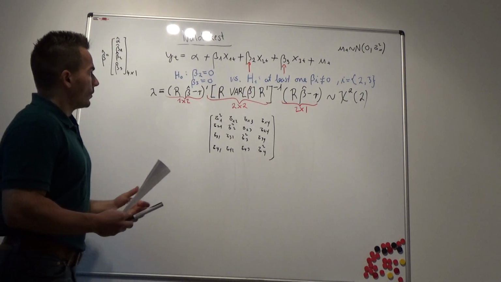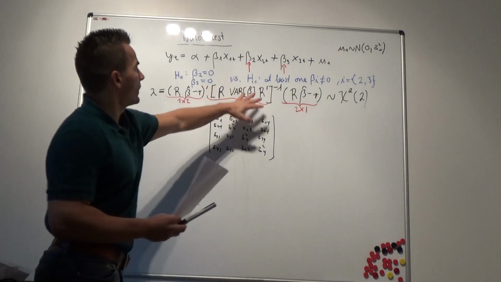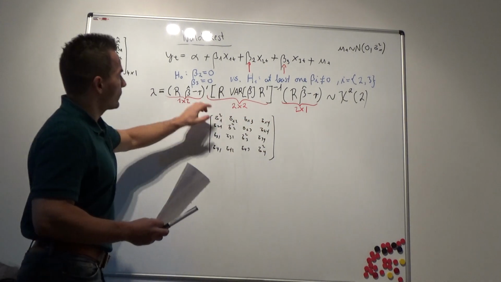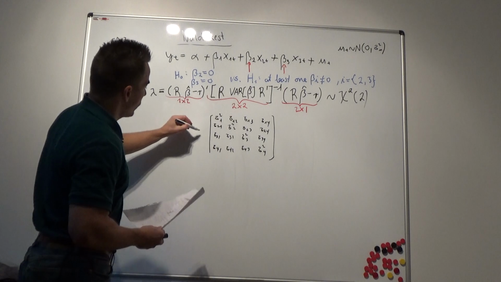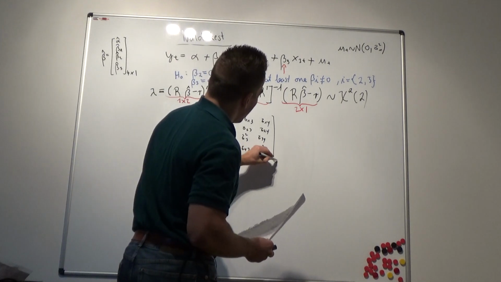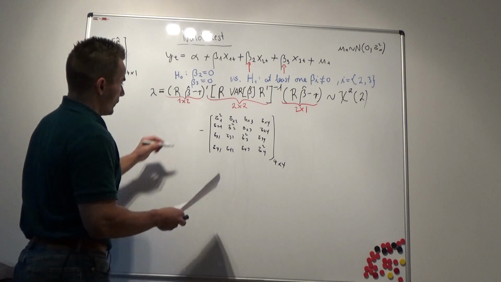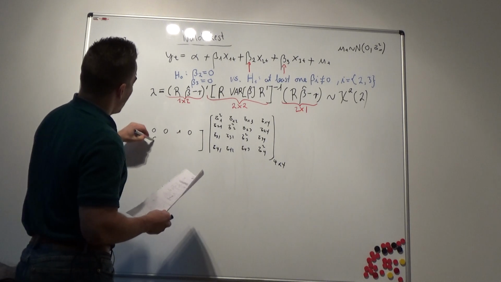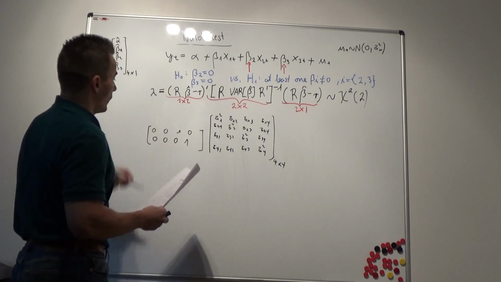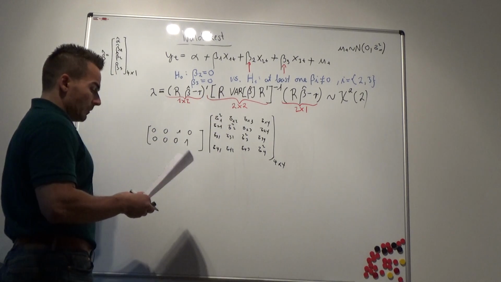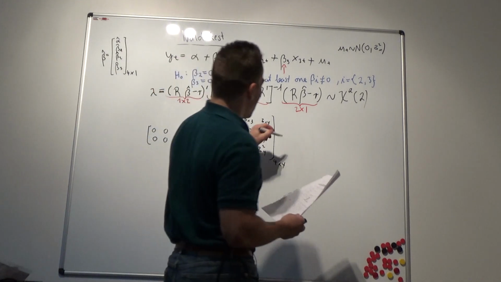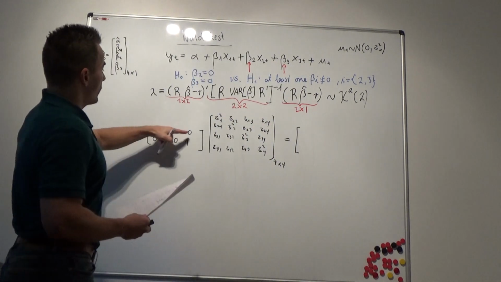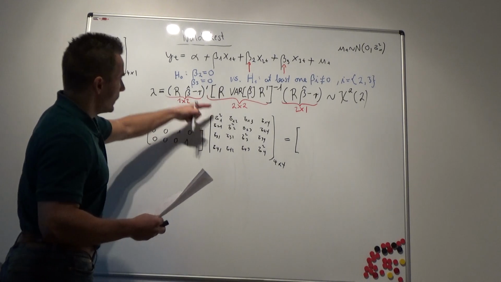So in this expression here in the middle, we multiply this covariance matrix with R. We have defined R already. This is a 4 by 4, and our R looks like this. So we have our 0, 0, 1, 0, and our 0, 0, 0, 1. That's our R. If we multiply this out, first we have to multiply this row with each column.